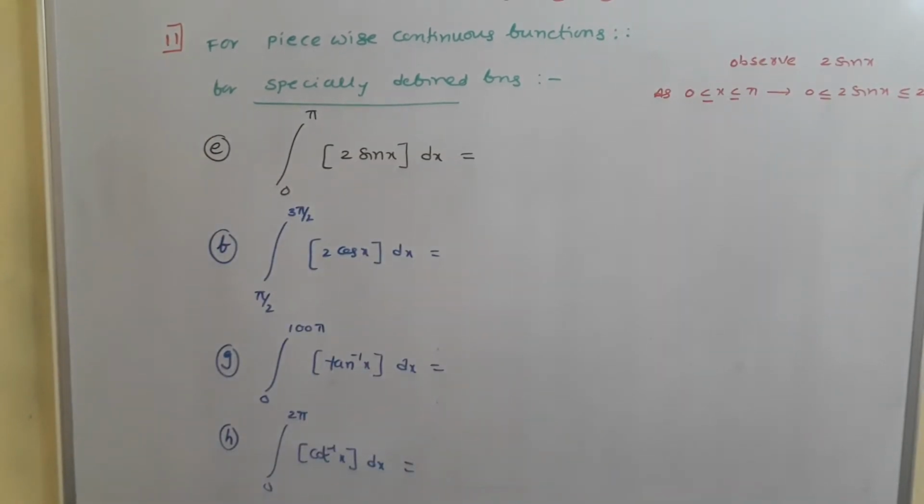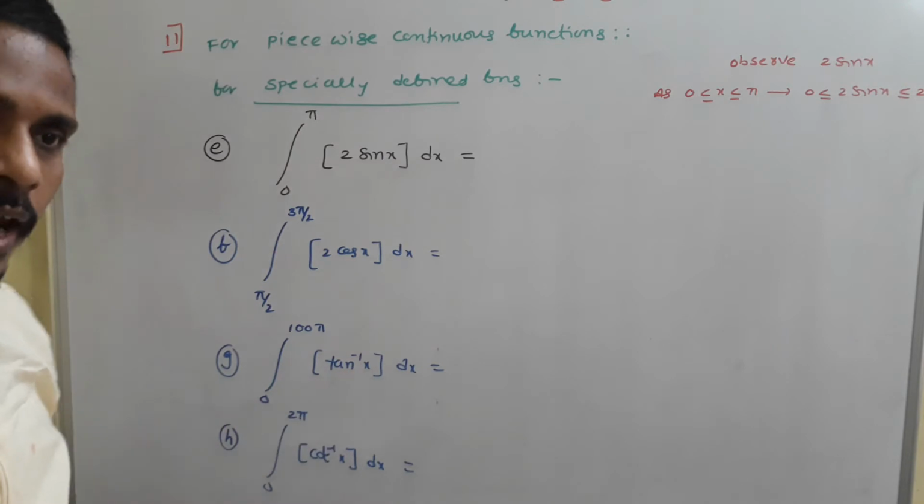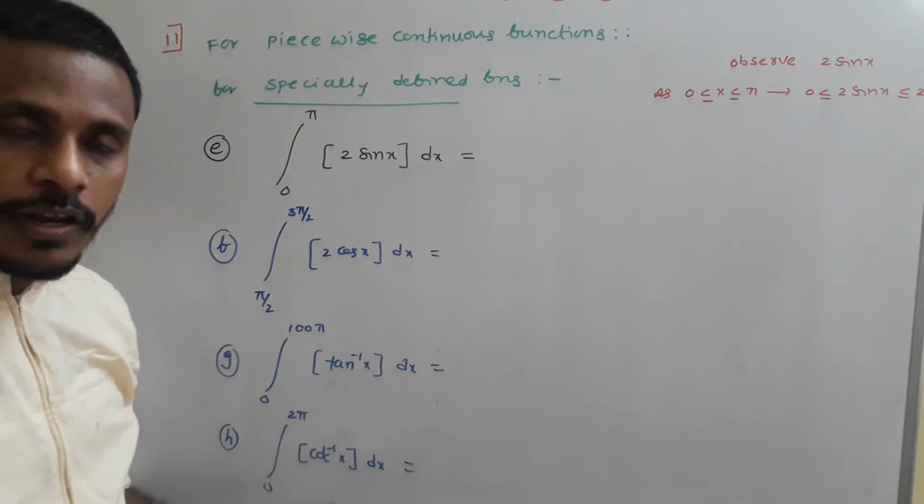Integral 0 to pi, step of 2 sin x dx. Integral pi by 2 to 3 pi by 2, step of 2 cos x dx. Integral 0 to 100 pi, step of tan inverse x, and 0 to 2 pi, step of cot inverse x dx.